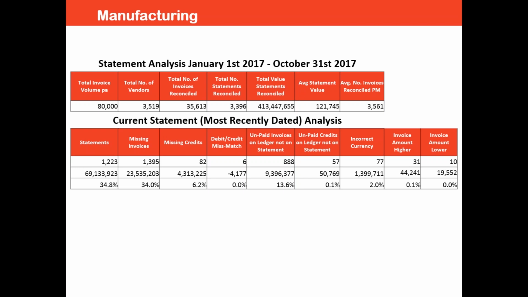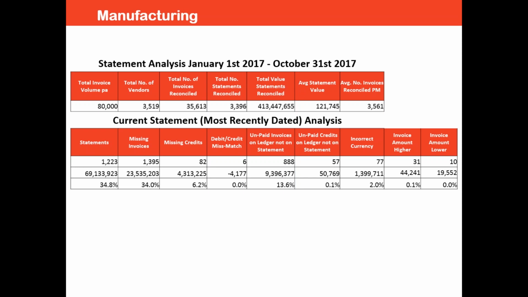And then if you look over to the right, this is what I'm quantifying. You can see I've got missing invoices. This is the number of missing invoices and the value, which is quite high. They've got £23 million worth of missing invoices, and that's 34% of the total statement value.